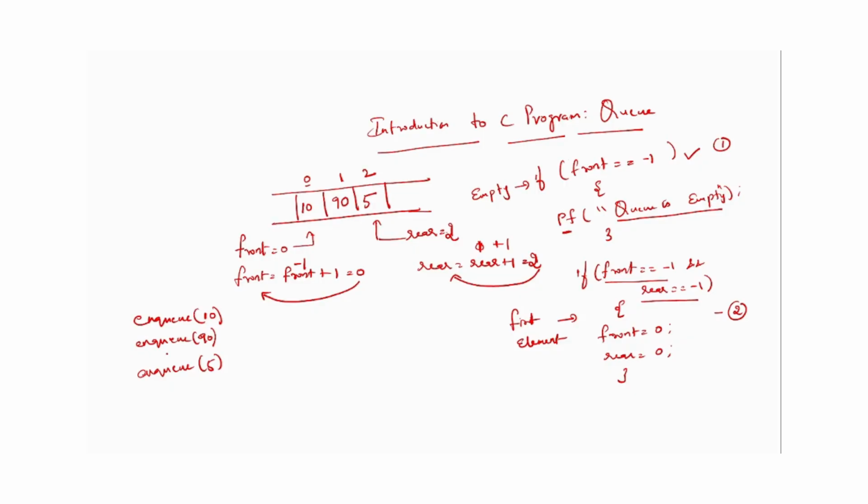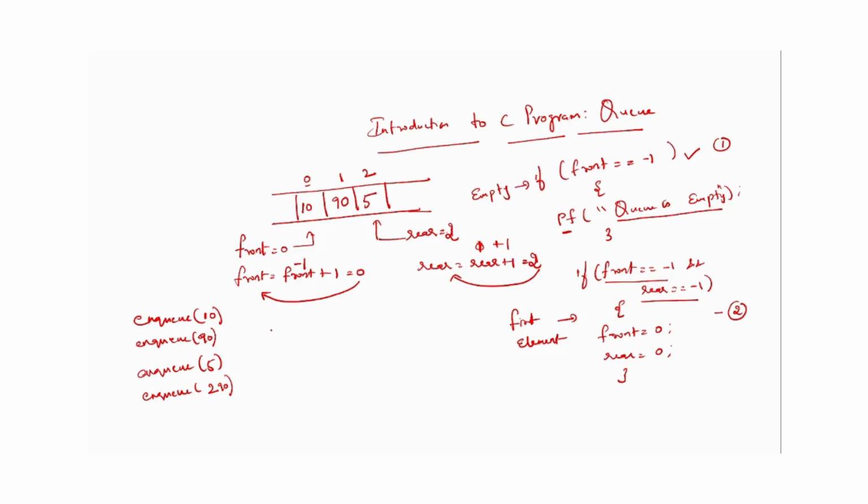Now suppose I want to enqueue another element, suppose I want to enqueue 290. Will I be able to enqueue? No. Why? Because the queue is full. So there should be another condition saying that if the queue is full, you should not be able to enter or insert any more element into the queue.